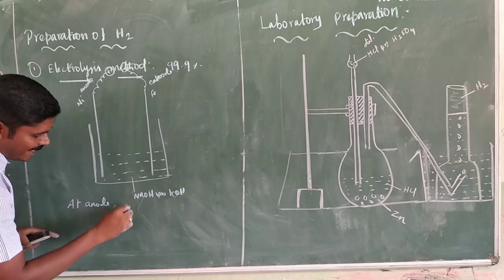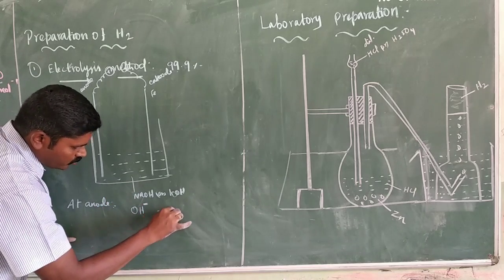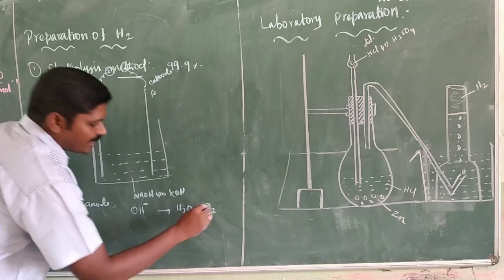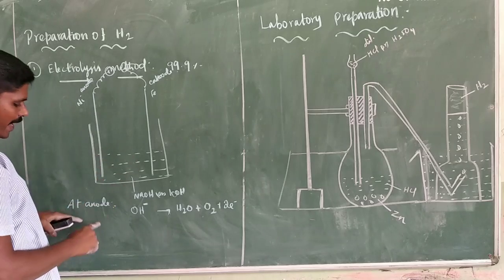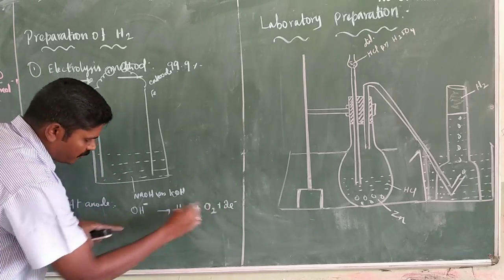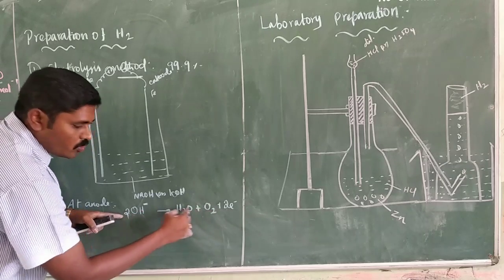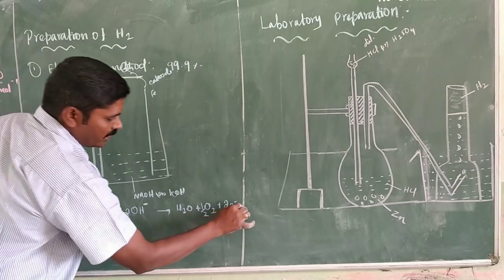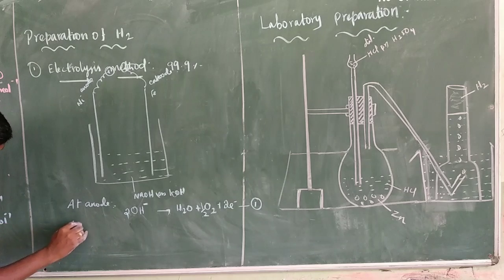At the anode, the hydroxide ions, OH minus, are converted into water and oxygen with the loss of 2 electrons. So 2 OH minus, loss of 2 electrons, gives H2O and O2. This is equation 1.